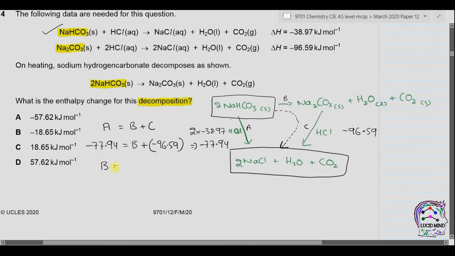So B is equal to minus 77.94 plus 96.59, and therefore it is 18.65 kilojoules per mole. The answer is positive, so it is C.